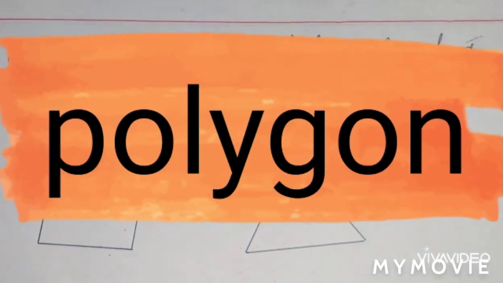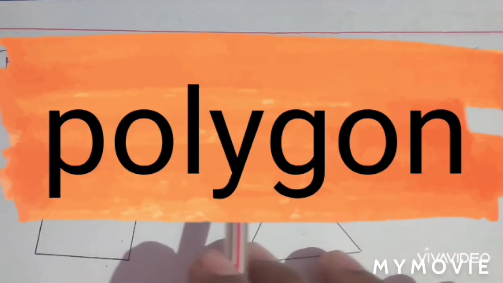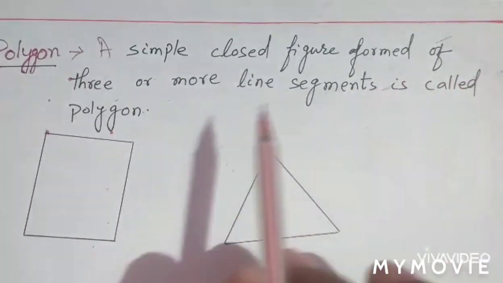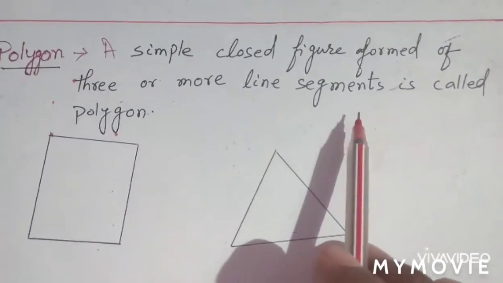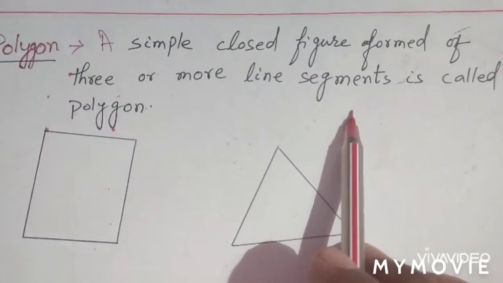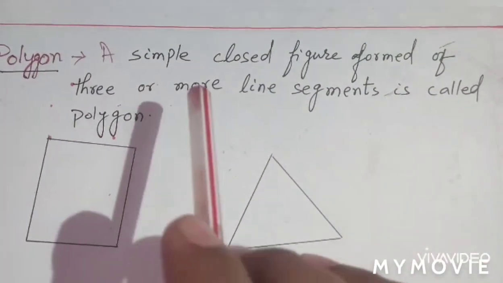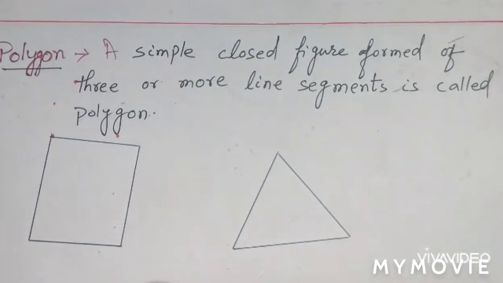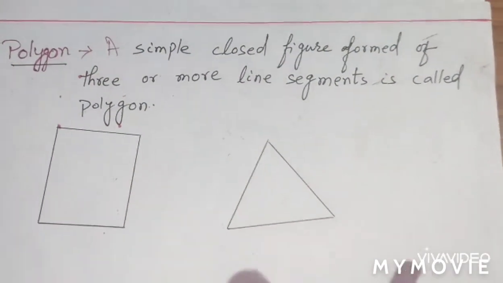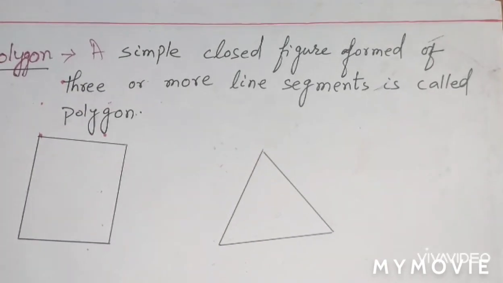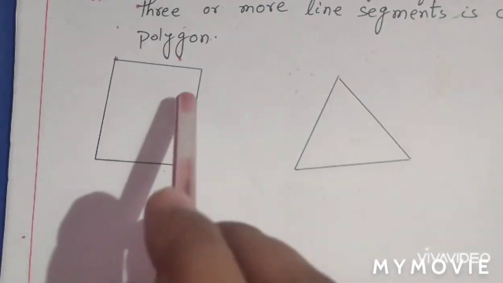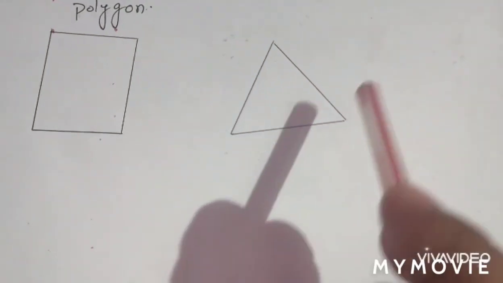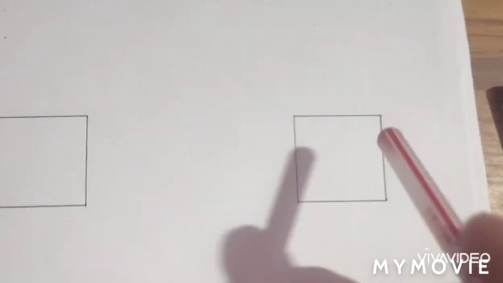What is a polygon? Just see, a simple closed figure formed of 3 or more line segments. I have discussed line segments. So if I say a closed figure with 3 or 4 line segments, then it is called your polygon. Just see, this is one polygon, this is a 3-sided polygon, this is a 4-sided polygon, this is also a 4-sided polygon, and this is also a 4-sided polygon. In this way you will find many more polygons.